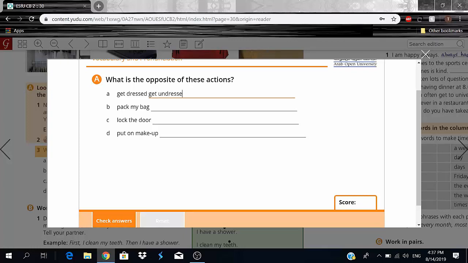undressed. Okay? This right here, these two letters before these words are called prefixes. Okay? And I'm sure we'll talk about this more in the future, but for now, you should try your best to memorize these. So these are called prefixes, and they can change the whole meaning of a word, by the way. Okay? So get dressed, get undressed. And why did I write dresses? Get undressed. Okay? Number 2, pack my bag.